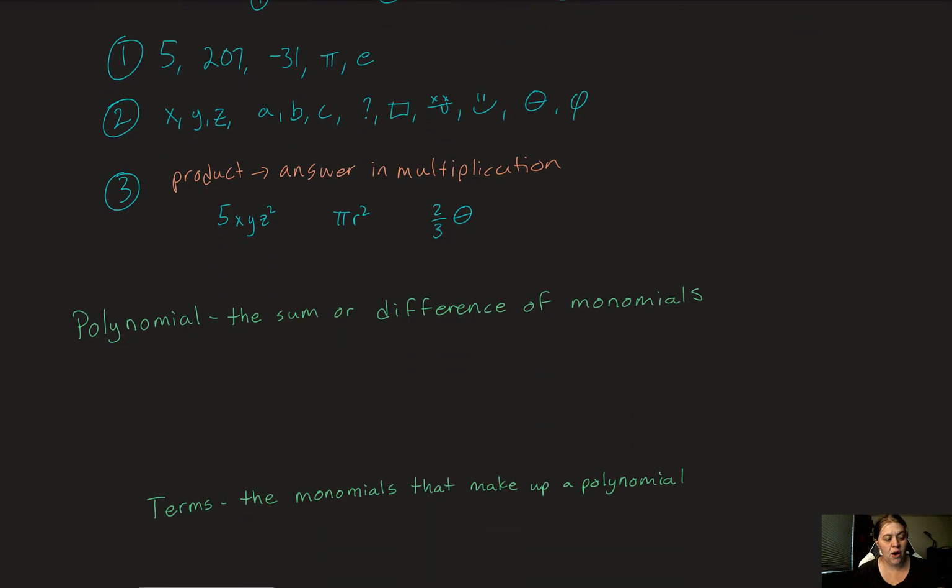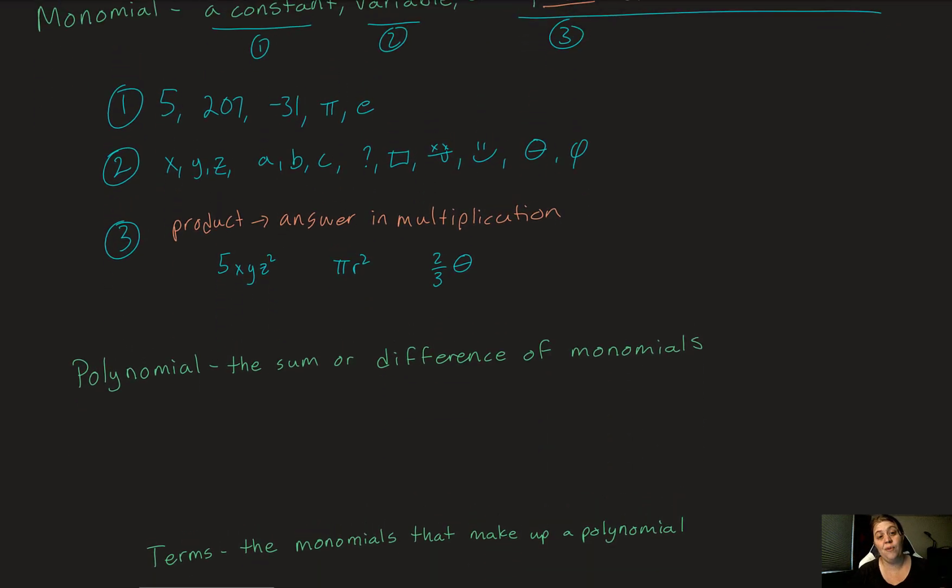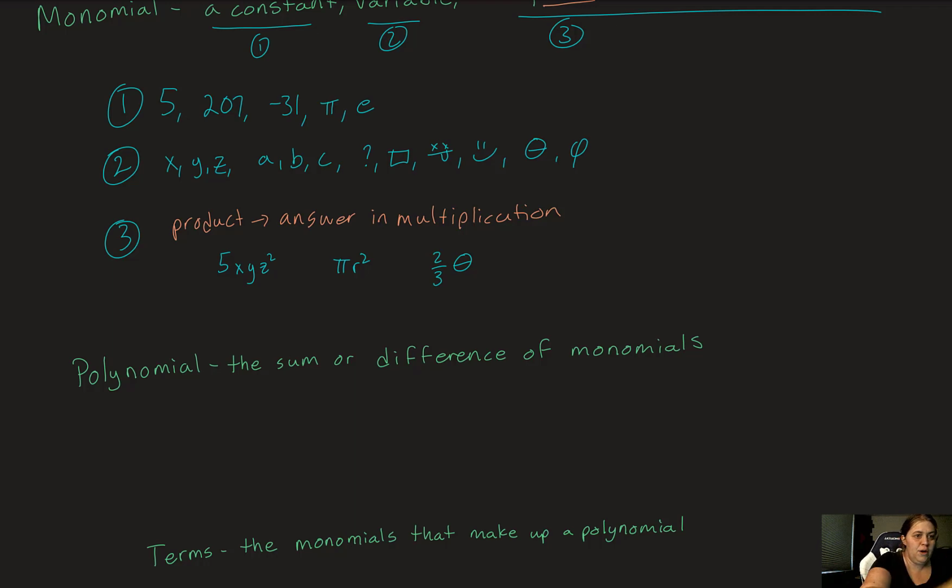So polynomials are the sum or difference of monomials. So we can, Miss Norton, there's those fancy dancy words again. What do those mean? So as a quick little reminder, a sum is the answer in addition. And the difference is the answer in subtraction. So basically what we're going to be doing is we're going to be taking various monomials and we will be adding and subtracting them together.